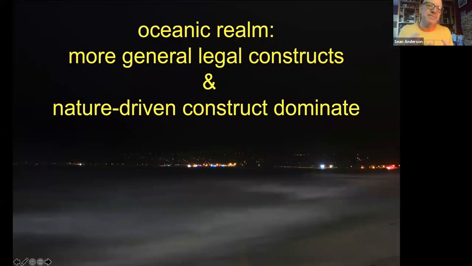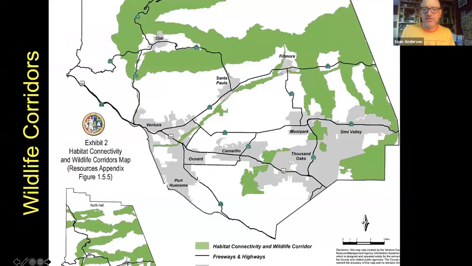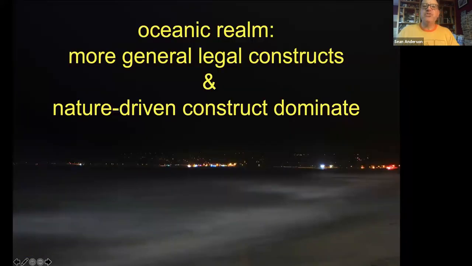So while we do have some legal constructs to define areas and geographies in the ocean, they are more general. You don't get widely detailed maps like this, generally speaking, in the ocean. So we have some more general legal constructs that will define areas, but also really key, the natural environment is going to provide most of our definitions and most of our boundaries and most of our locations and how we break those locations up.